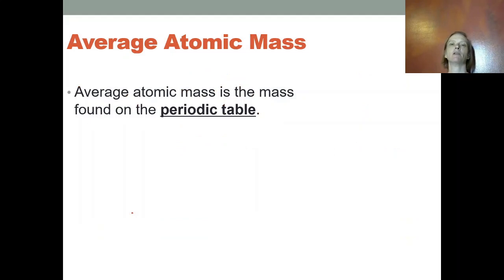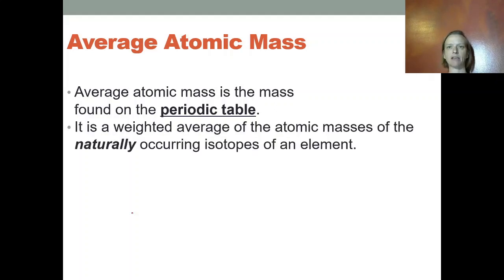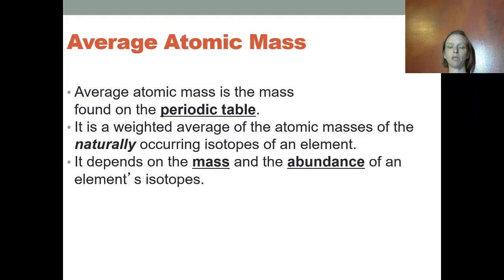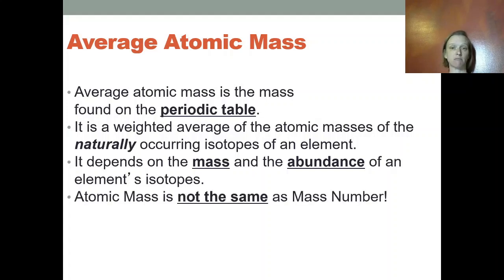On the periodic table, you find the average atomic mass. That's the mass shown on the periodic table. It is a weighted average of all of the naturally occurring atomic masses of isotopes of an element. So it depends on the mass and the abundance, how common a particular isotope is. It's important to realize that atomic mass is not the same as the mass number.